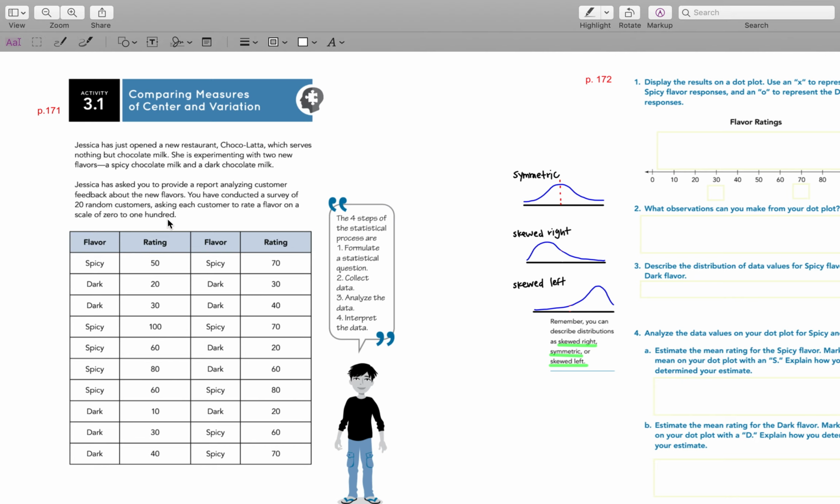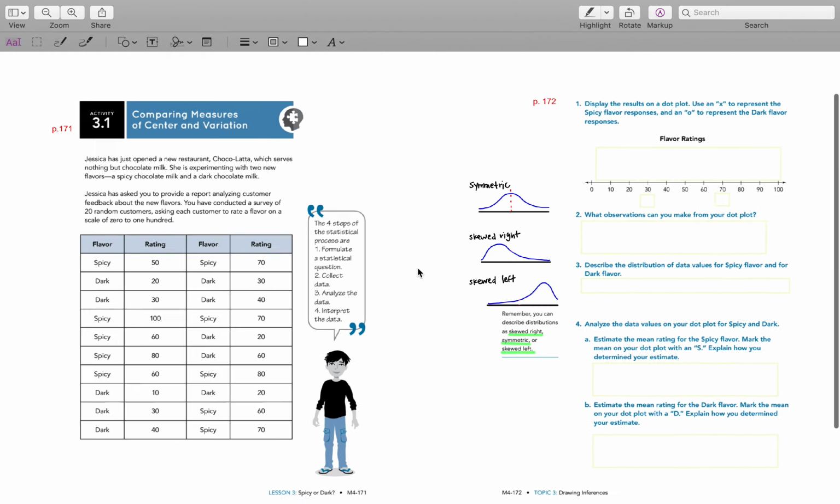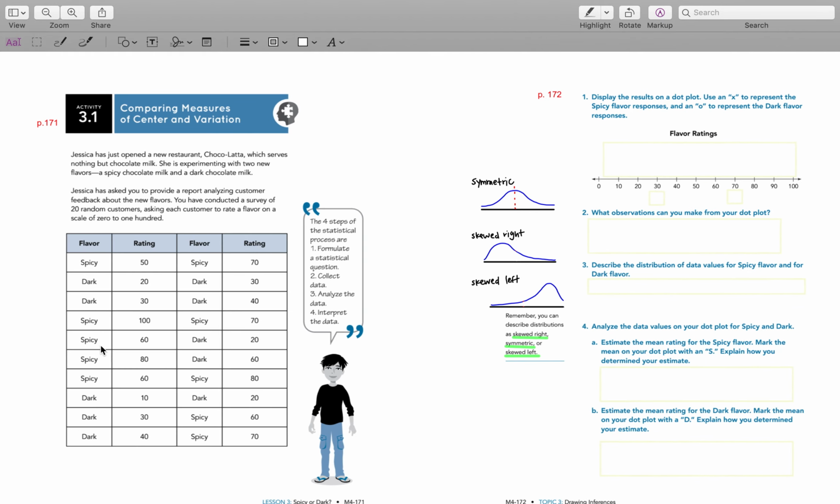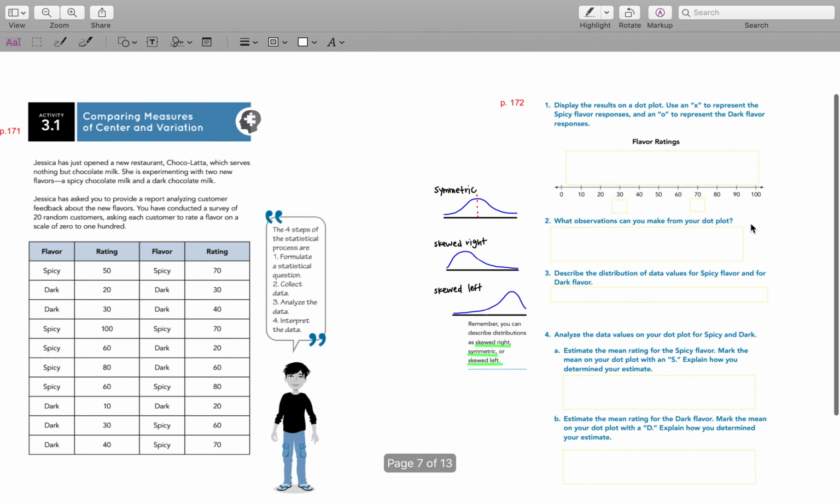0 to 100. So I know I have it on dual screen because we would have to use this data set to get our dot plot right here. Okay, so this is the response from the 20 random customers. So one person said spicy, rating 50, spicy 70, dark 20, and so on. Okay, so we're going to use this to create a dot plot right here on page 72.